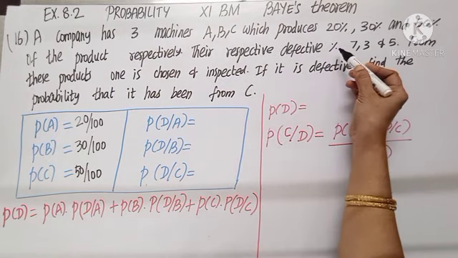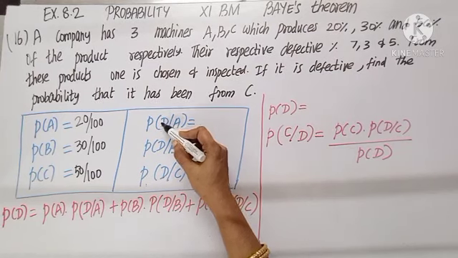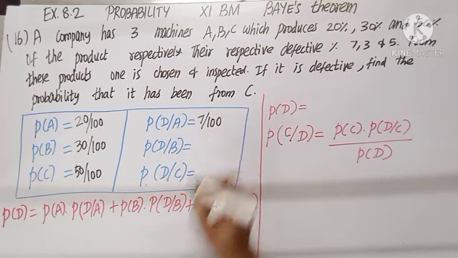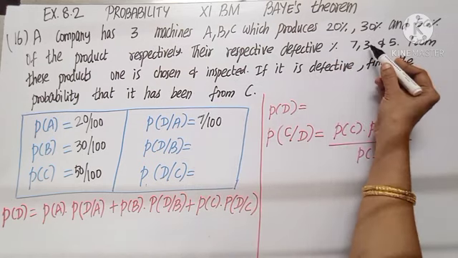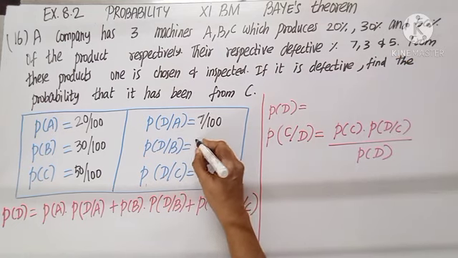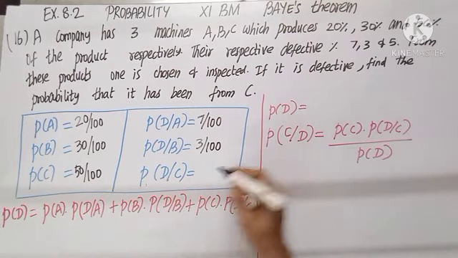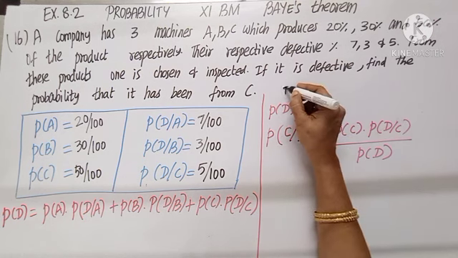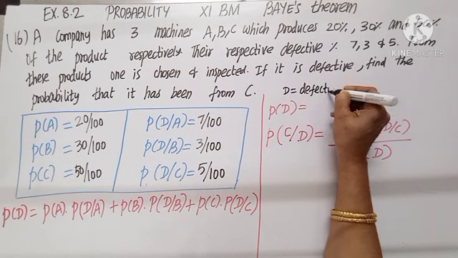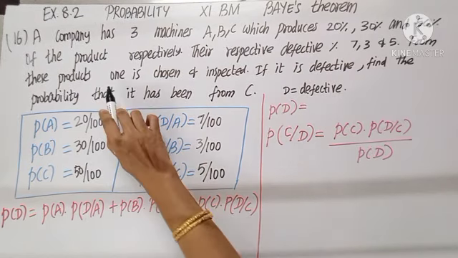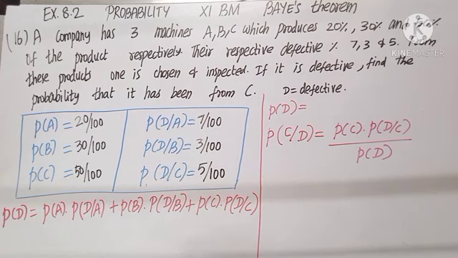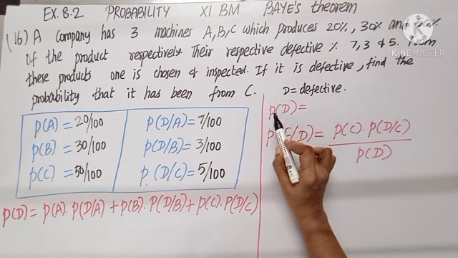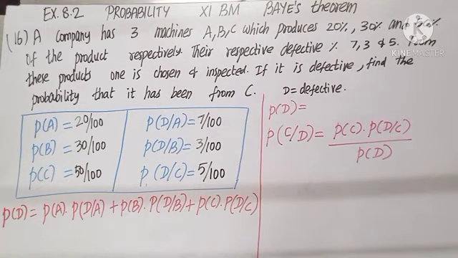Their respective defective percentages: defective from machine A is 7%, so I shall write 7 by 100. Defective from B is 3 by 100. And defective from C is 5 by 100. So let me say D equals defective. Now the question is, only one is chosen from these and inspected. Let us find out the probability of the chosen one being defective.